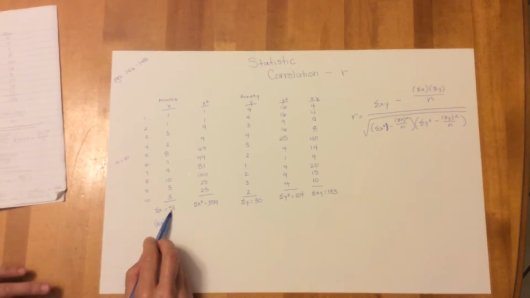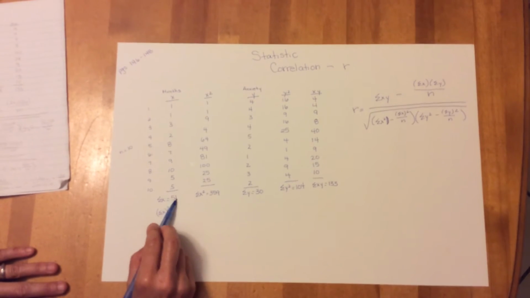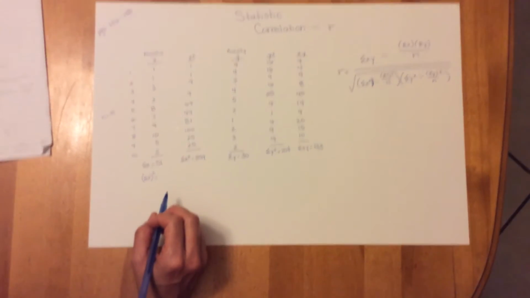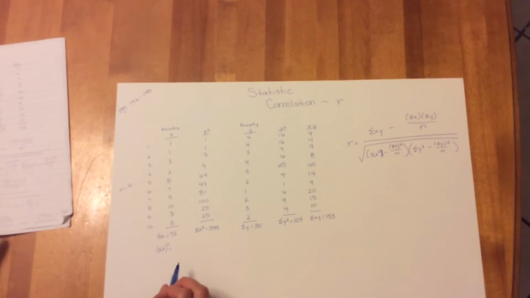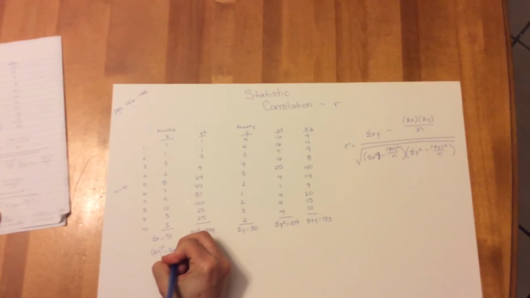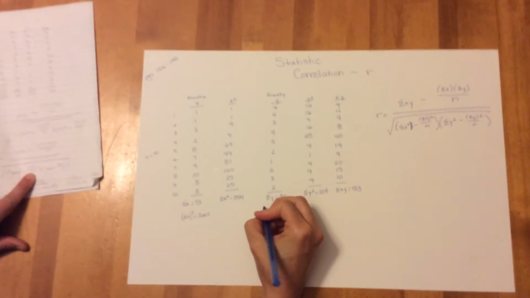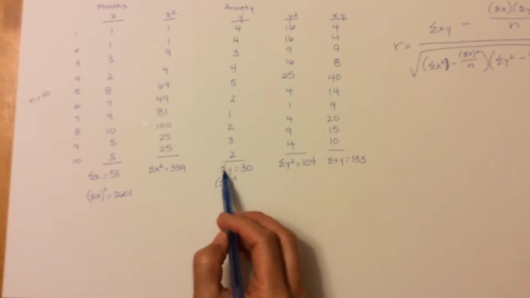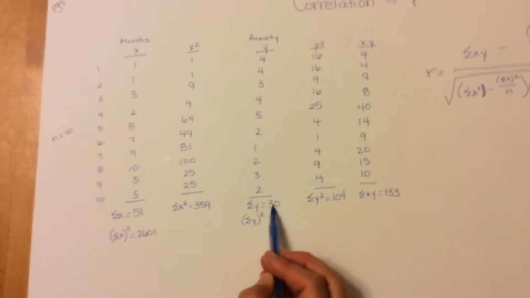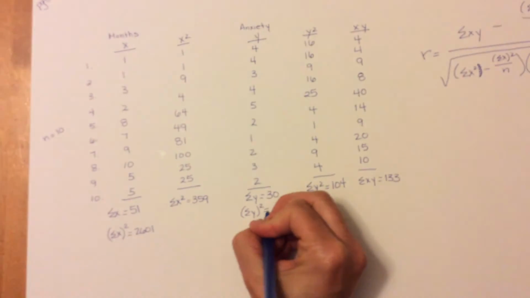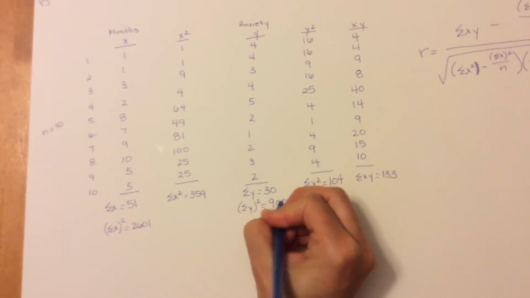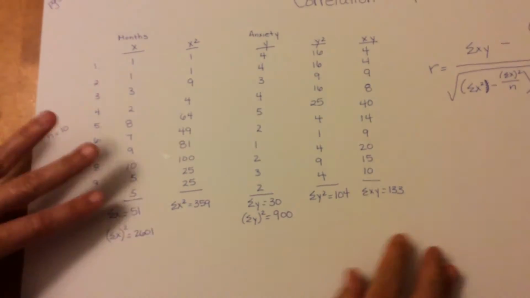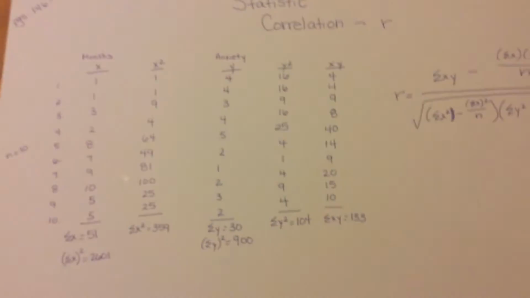So if you go 51 on your calculators and you go 51 squared, you should come up with, I'll tell you in a second, 2601. Okay, same thing here. Sum of y, we summed them first and squared it. Sum of y is 30, and now we're going to square 30. 30 times 30 is 900. Now we have every value we'd need to plug into this equation.